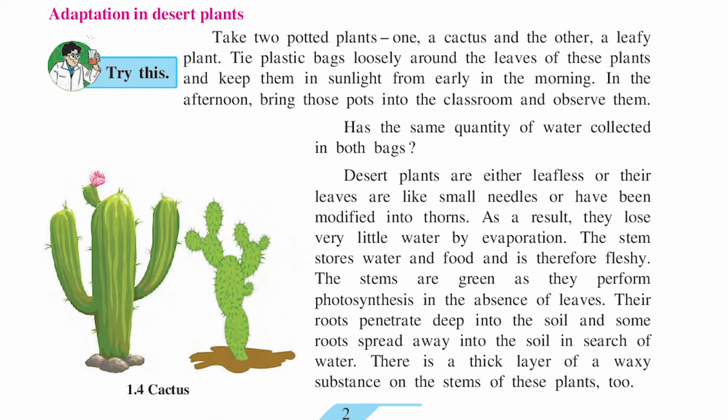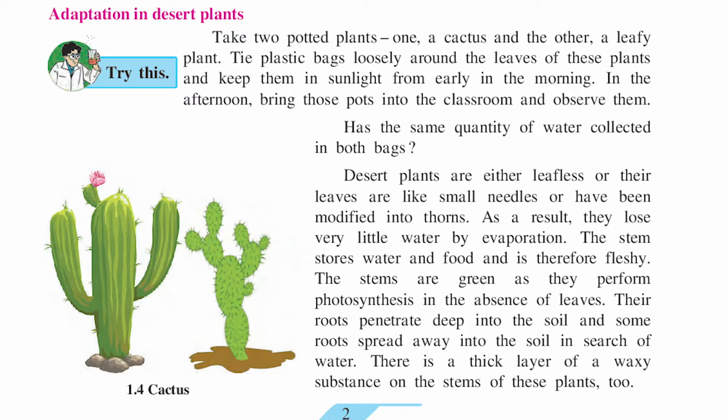Adaptation in desert plants. Take two potted plants, one, a cactus, and the other, a leafy plant. Tie plastic bags loosely around the leaves of these plants and keep them in sunlight from early in the morning. In the afternoon, bring those pots into the classroom and observe them. Has the same quantity of water collected in both bags?